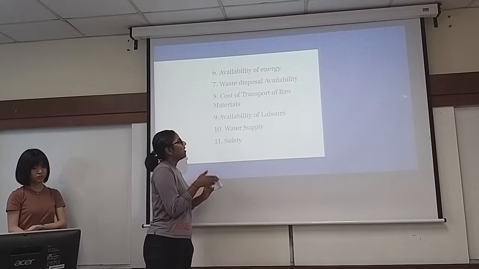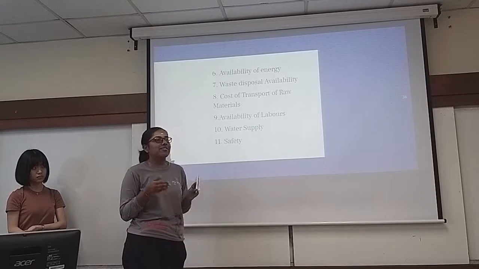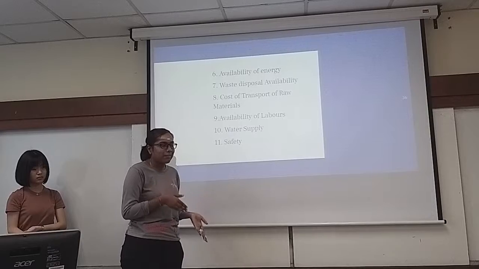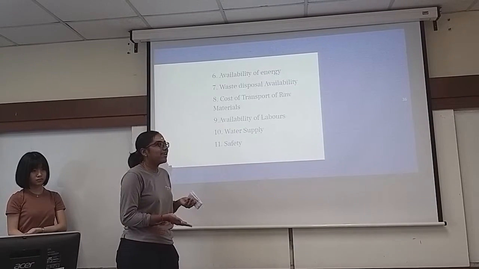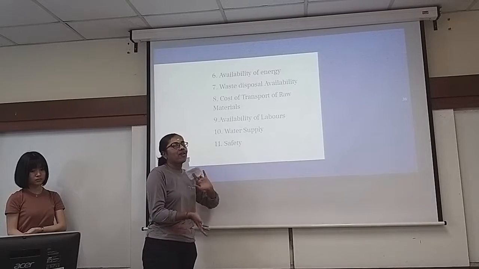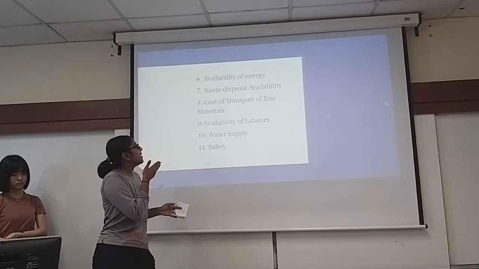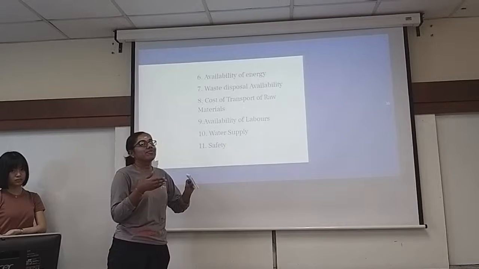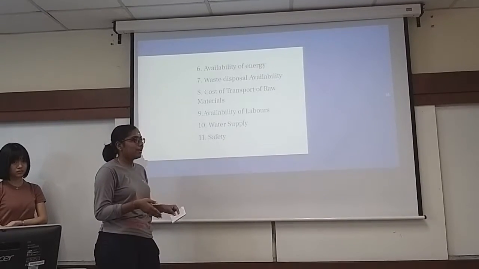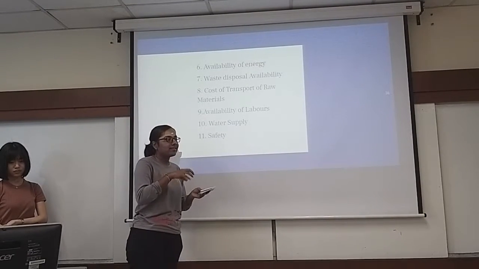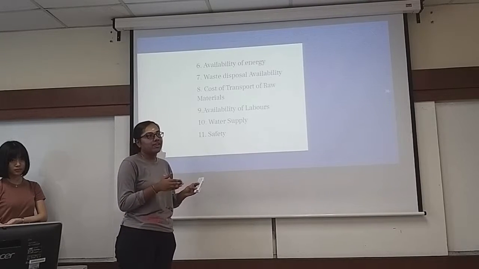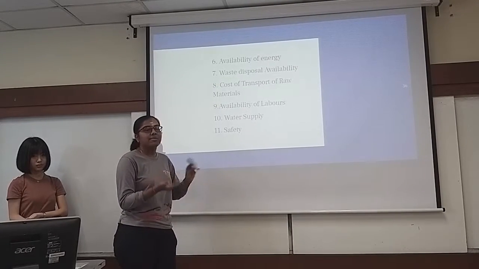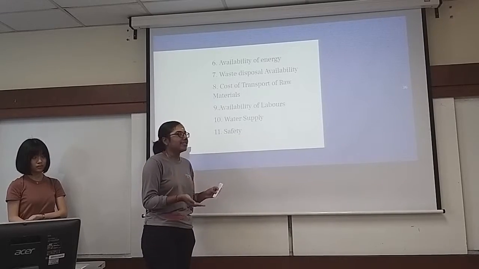Number 9 is availability of labours. It's also quite easy because again it is near the port. Therefore, we can actually take labourers from overseas. Number 10 is water supply. Water supply is from Sabah. And number 11 is safety, whereby again Port Klang is a free zone, right? So therefore, they have a lot of rules and regulations for safety in order to prevent any accidents.